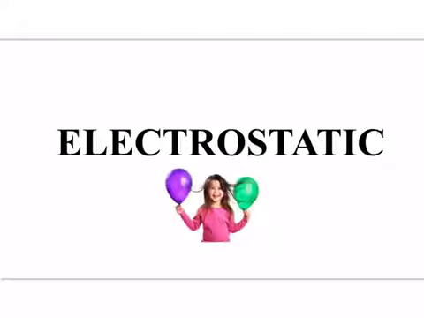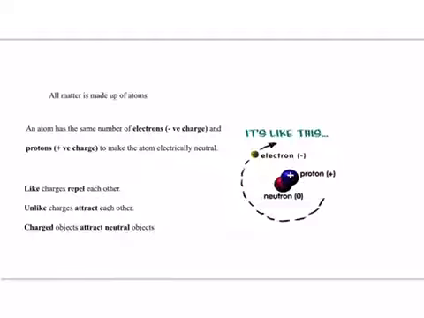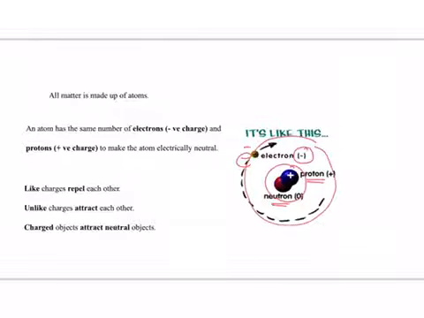Hi students, today's topic is electrostatics and we are going to see charging by friction. As you all know, all matter is made up of atoms. An atom has the same number of electrons in its orbits, which are negatively charged particles, and at the nucleus we have positively charged protons and neutral neutrons. The electrons have negative charges and the protons have positive charges.